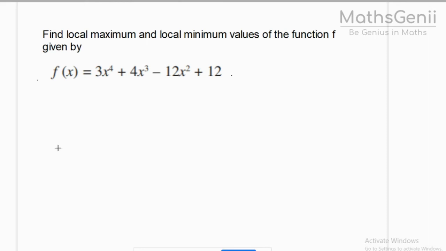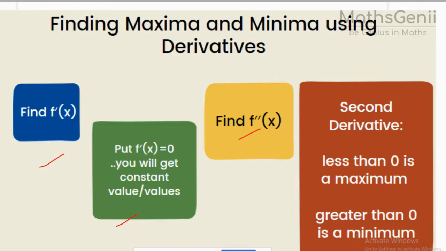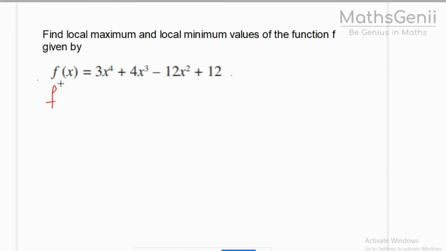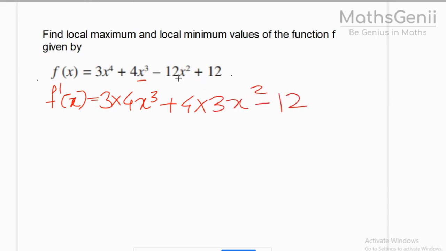Okay, so what was my first step? My first step was find f dash x. Let's find f dash x. 3 is a constant into 4x cube plus 4 is a constant. X cube derivative is 3x square minus 12. X square derivative is 2x plus 0. 12 derivative is 0. Correct?